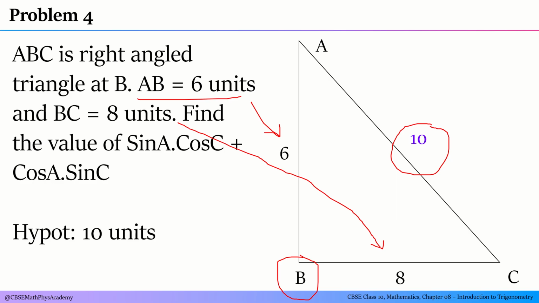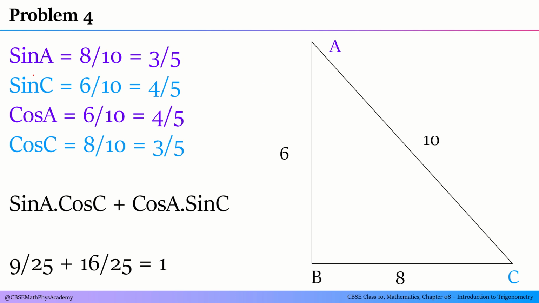Now we have everything in the diagram. You are supposed to calculate the value of sin A cos C plus cos A sin C. So first I individually calculate each of the individual terms. Sin A is somewhere here. Opposite side is 8, hypotenuse is 10, 8 by 10. I simplify it to 3 by 5. Then sin C you should see here. Opposite side is 6, so 6 by 10. On simplification becomes, I think everything has gone wrong here.